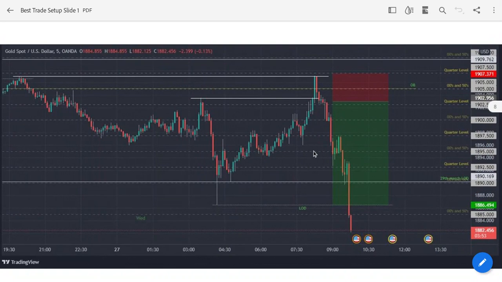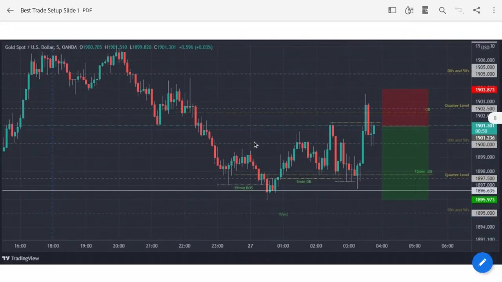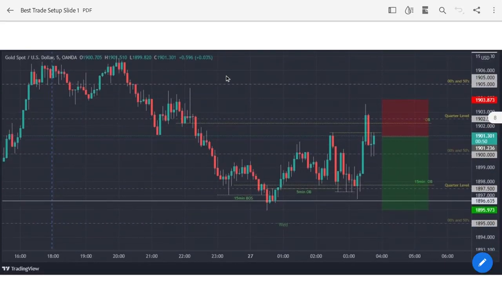As you can see here, price did reach the low of the day. Now we're going to a second example. This is the 5-minute chart. These chart patterns can even show themselves on the 15-minute chart.